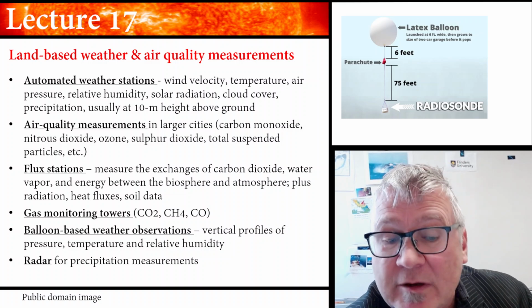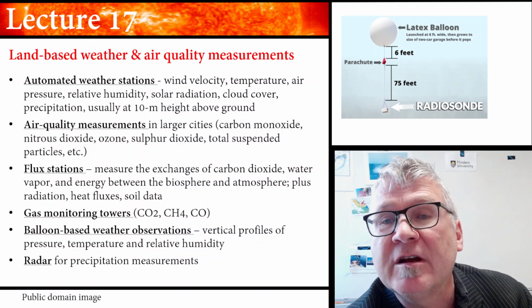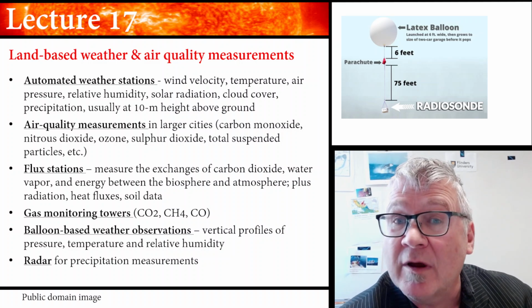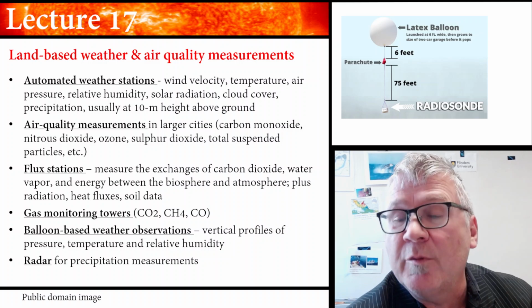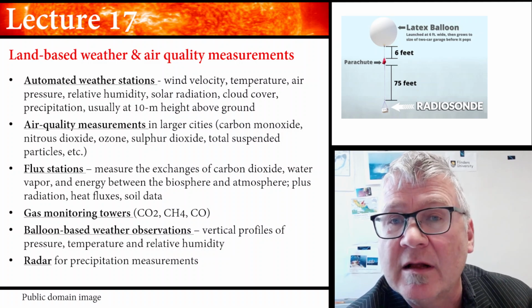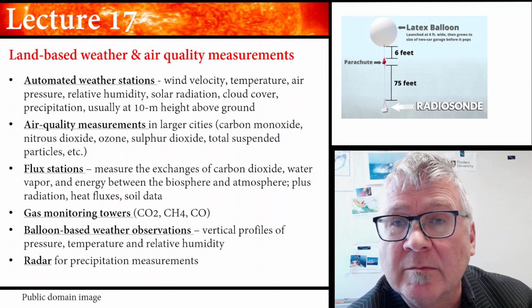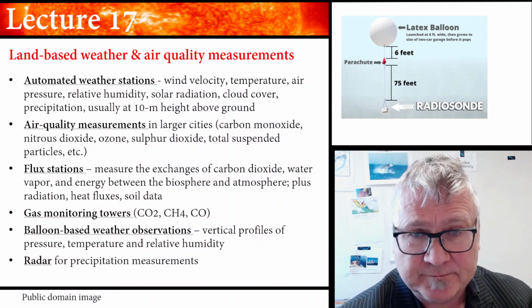In addition, we use radar for precipitation measurements over land. We can derive the horizontal distribution on relatively small scales. It's also used for weather prediction.